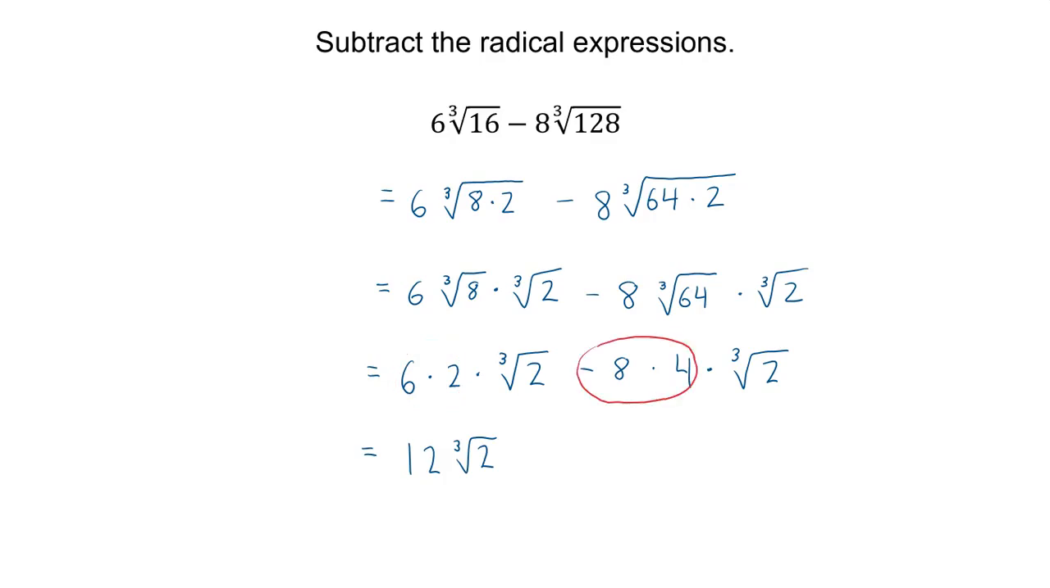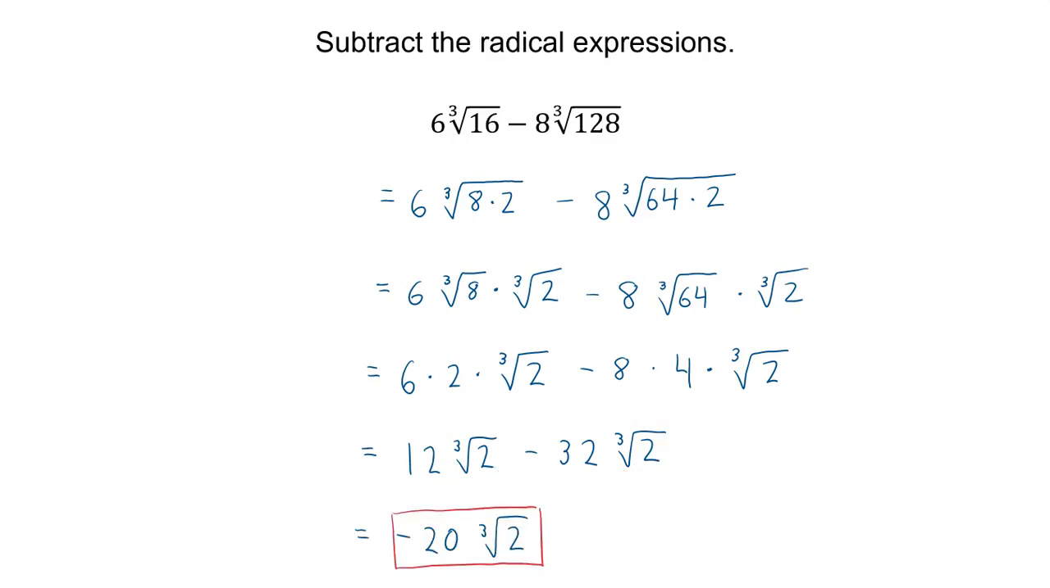And in the second term, we have minus 8 times 4, which gives us negative 32 cube roots of 2. Now that we've fully simplified both of these radical expressions, it's easy to see that we're dealing with cube roots of 2 minus cube roots of 2. So these two terms are like radical expressions. And 12 cube roots of 2 minus 32 cube roots of 2 gives us a total of minus 20 cube roots of 2.